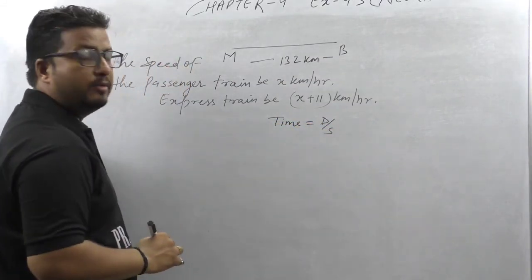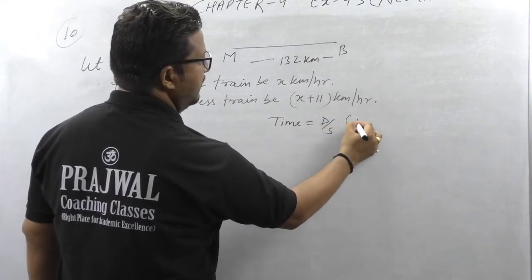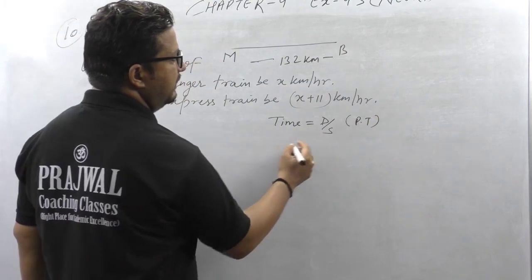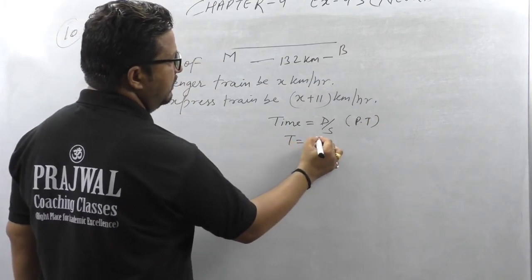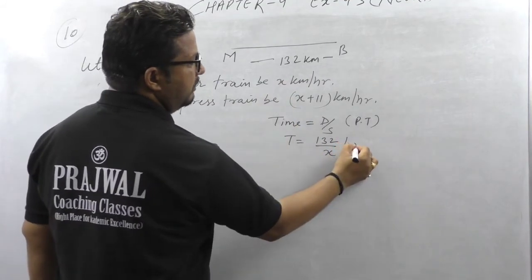Time formula is distance upon speed. So if we talk about our passenger train, I am writing PT for passenger train time. So passenger train will take how much? Distance is 132 and speed is x, so this much hours only.